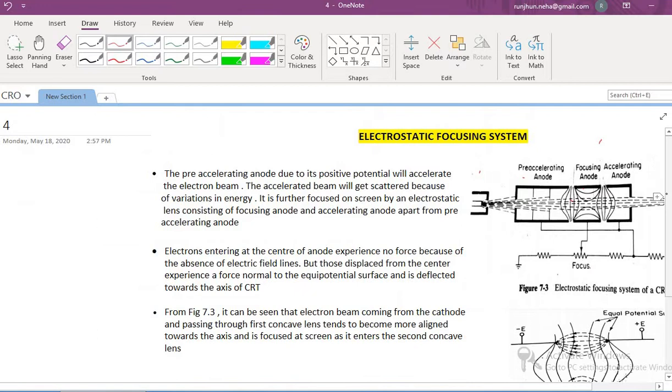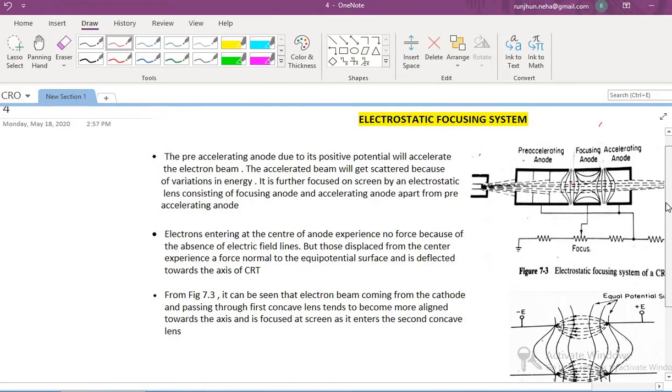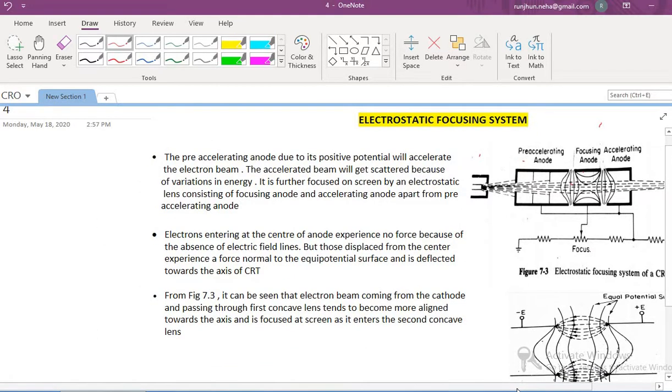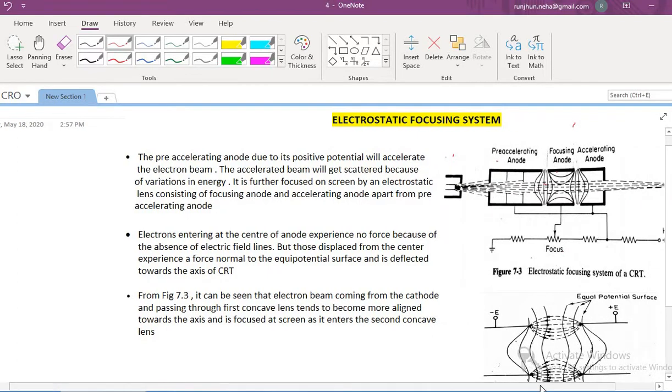Now, let us see how this focusing is done with the help of the electrostatic focusing system. All the anodes are in the form of a hollow cylinder. The pre-accelerating anode, as you can see in figure 3, is kept at a slightly higher potential than the cathode shown here, so that the beam is accelerated towards it. The main purpose of providing the positive potential here is to accelerate the electron beam towards the screen.